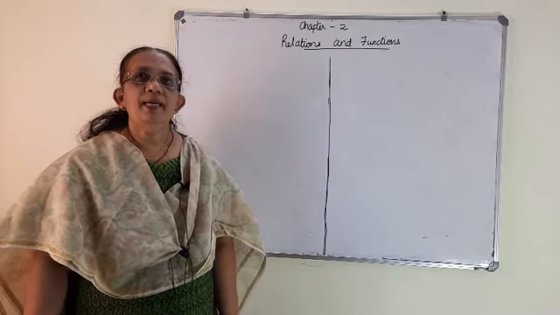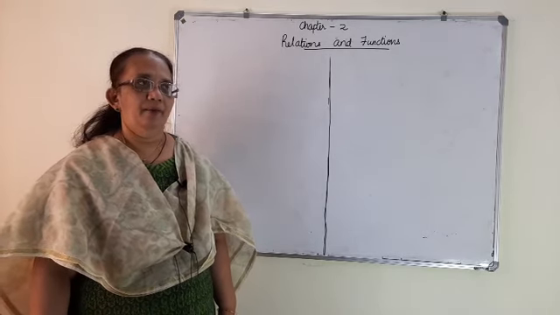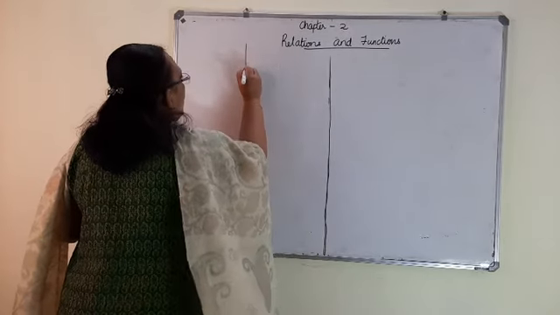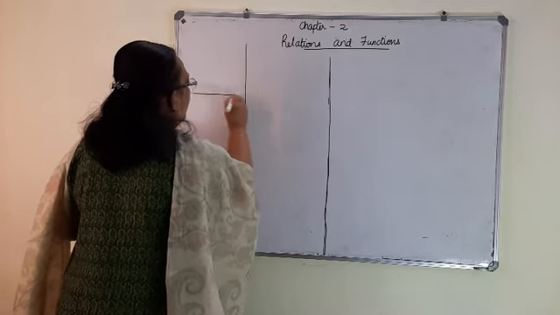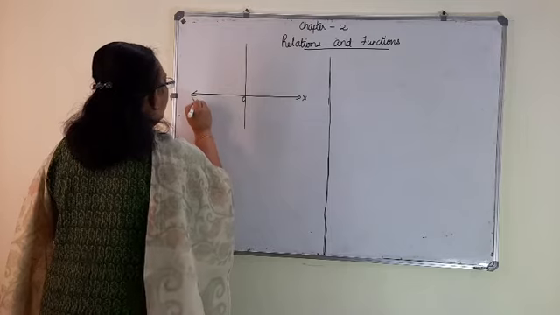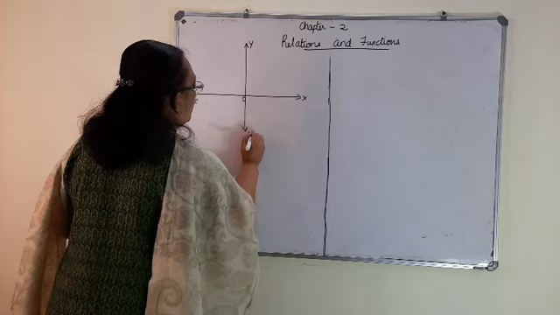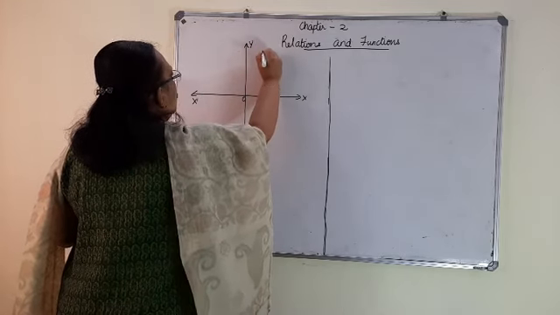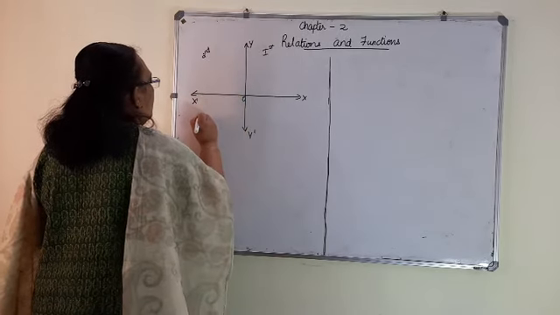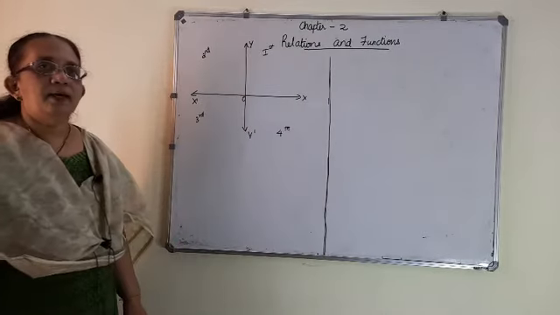Now, you have studied what is a Cartesian plane. How do you get a Cartesian plane? The x axis and the y axis divide the plane into four quadrants: first, second, third, and the fourth. This is a Cartesian plane.